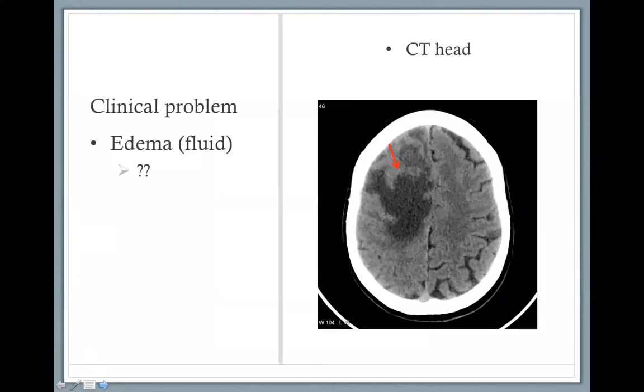This is a patient who presented with headache, but we could not see hemorrhage, but we see a lot of vasogenic edema, so low attenuation. What would you do? What do you think is going on?